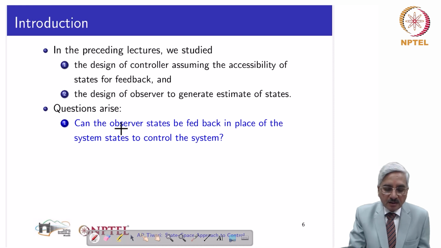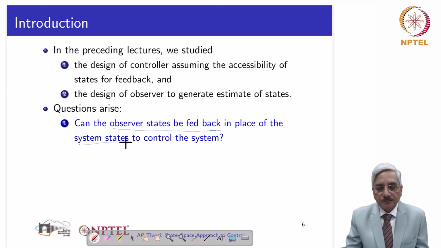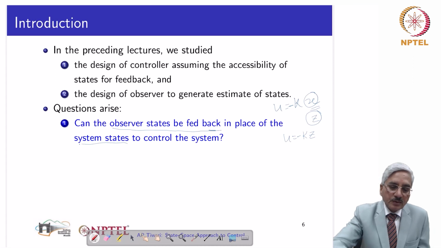Can the observer states be fed back in place of the system state to control the system? So we designed u equal to minus Kx, and we want to use z here. So we want to implement u equal to minus Kz. Now can it be done? Is it possible to feed back z in place of x? This is the first question.